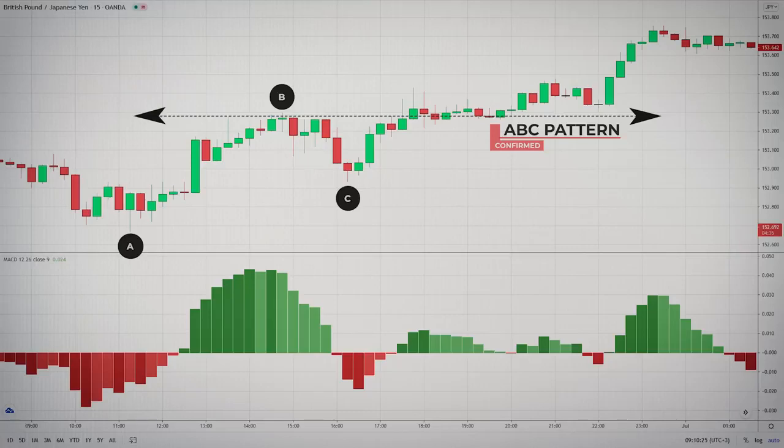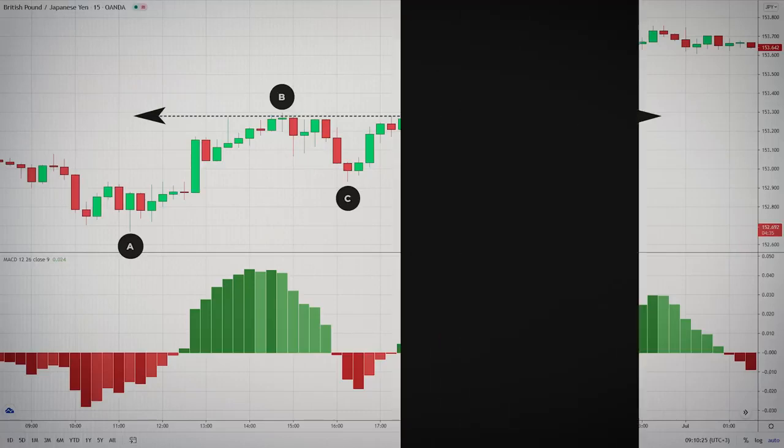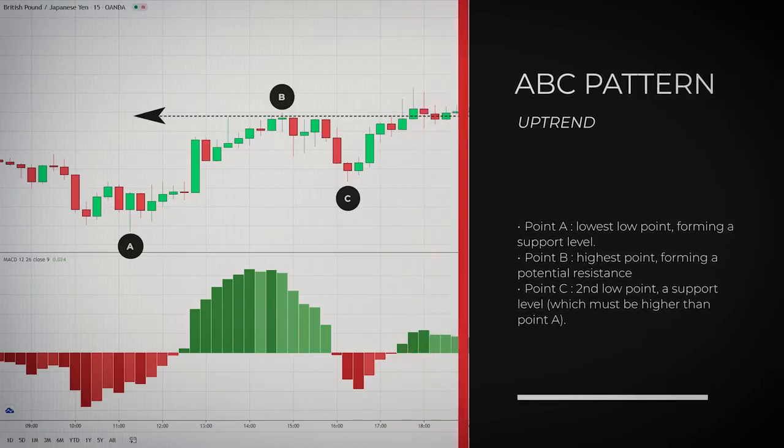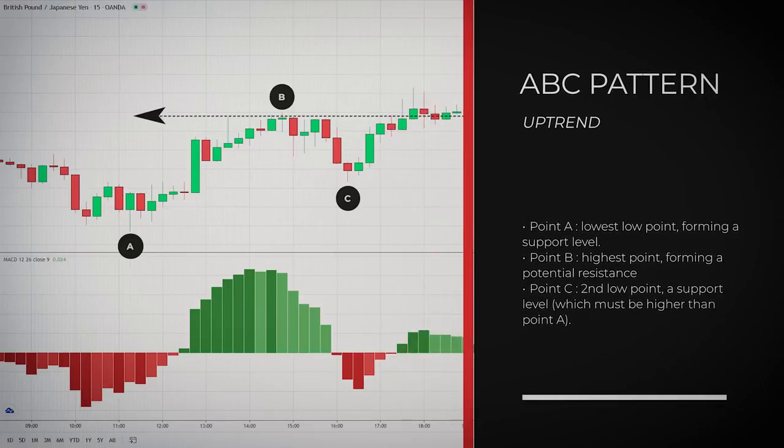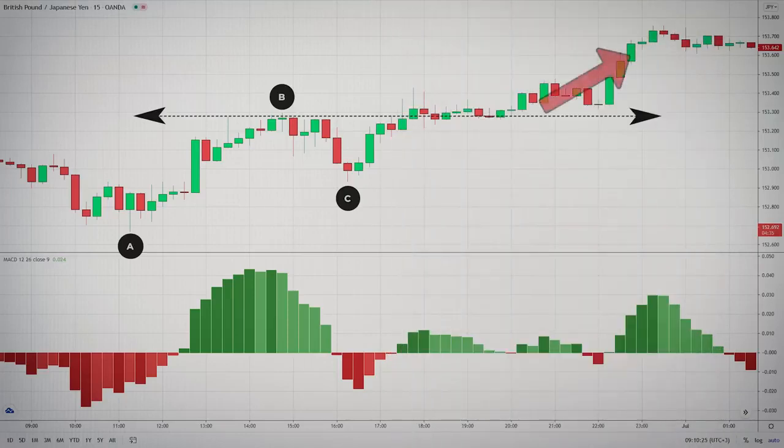In an uptrend market situation, price will make 3 points. Point A is the lowest low point, forming a support level. Point B will be the highest point, forming a level that we consider as potential resistance. And point C will be the second low point, a support level, which must be higher than point A. The breakout of price above point B signals the continuation of the uptrend.